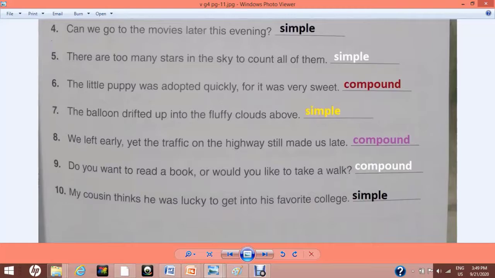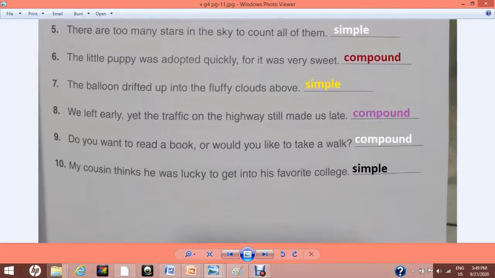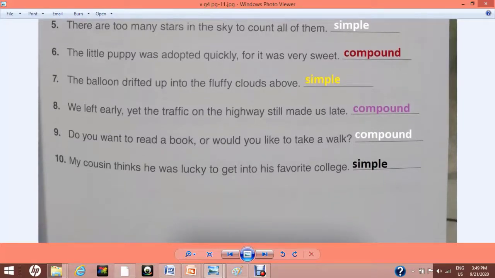Number 7. The balloons drifted up into the fluffy clouds above. Now it is a simple sentence. Number 8. We left early yet the traffic on the highway still made us late. Now it is a compound sentence. Number 9. Do you want to read a book or would you like to take a walk? Now it is a compound sentence because two independent clauses have been merged into a compound sentence with the help of conjunction or.